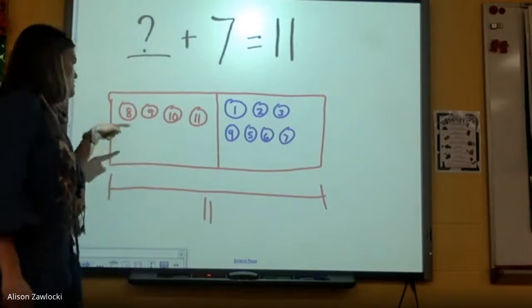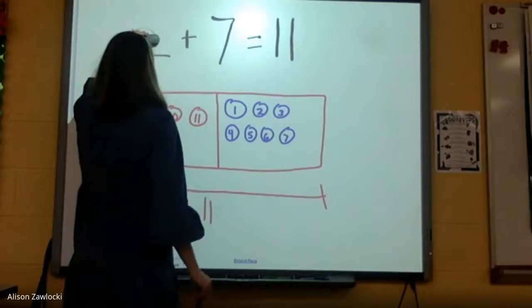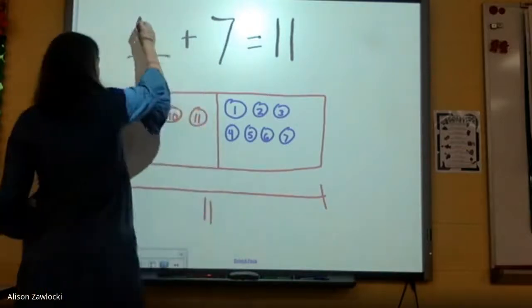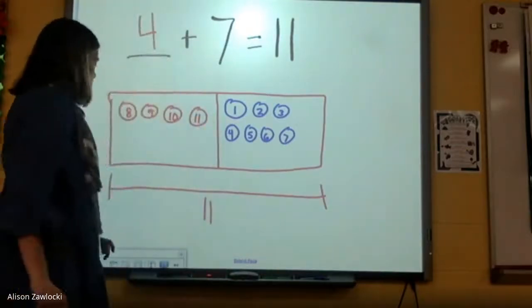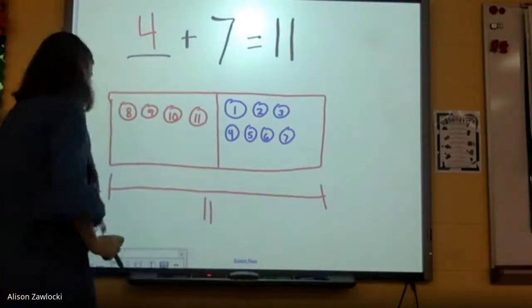Then I'm going to find my missing addend by going back and counting. How many counters did I draw? 1, 2, 3, 4. I drew 4 counters, so I can fill this in. 4 plus 7 equals 11. My 2 parts equal my whole, which is 11.